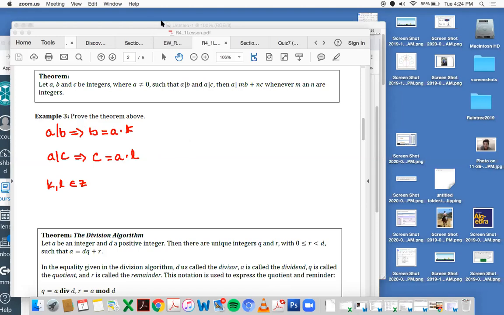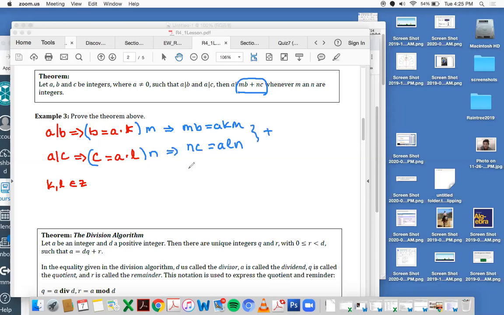All right. So what I need to get here. If I'm looking at my conclusion, I need this expression somehow. So in order to take what I have in the premises and come up with that expression, I should multiply this by M and multiply this by N and then add them up. So let's multiply first. This gives me MB is AKM and NC equals ALN.